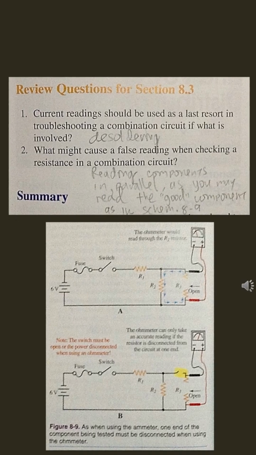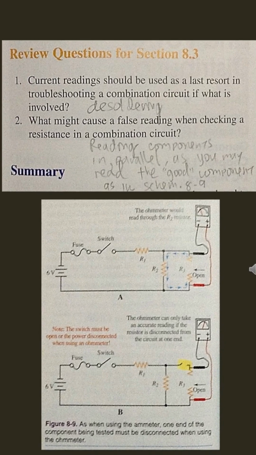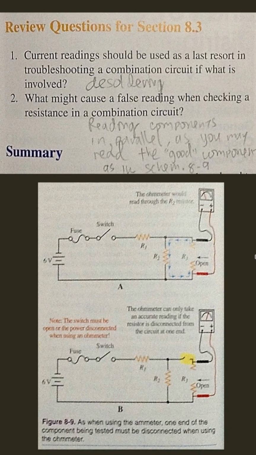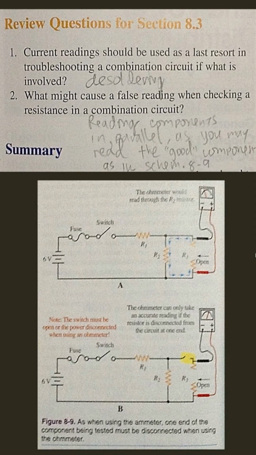Review questions for 8.3. Number 1: The current readings should be used as a last resort in troubleshooting a combination circuit if what needs to happen? The answer is desoldering, which could damage components and complicate troubleshooting. Number 2: What might cause a false reading when checking a resistance in a combination circuit? The answer is reading components in parallel, as you may read a good component, as in schematic 8-9.